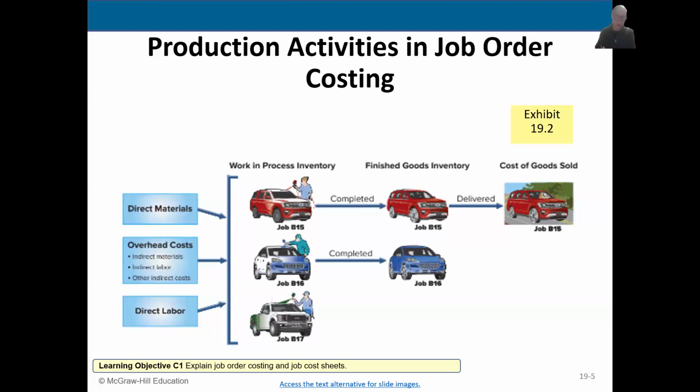And then we move it off the assembly line when it's done. And we put it into finished goods inventory, and then we deliver that product to the customer. Once we deliver it, it comes out of our inventory and goes onto our income statement as cost of goods sold. That's the physical flow. Right? So it's important to understand the physical flow of the costs as we're learning about job order cost.